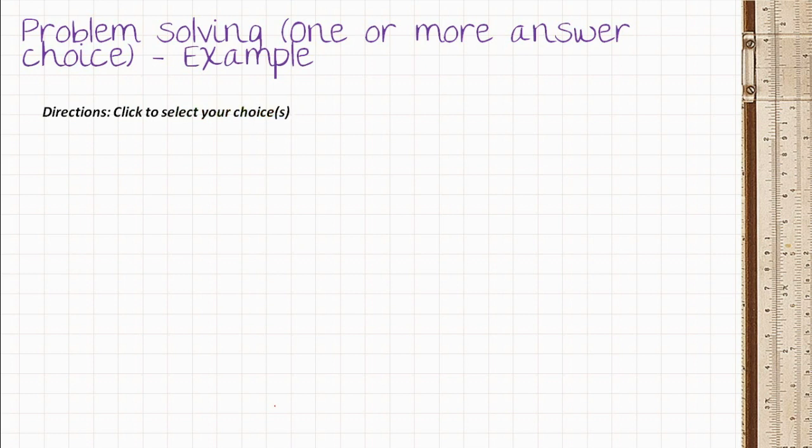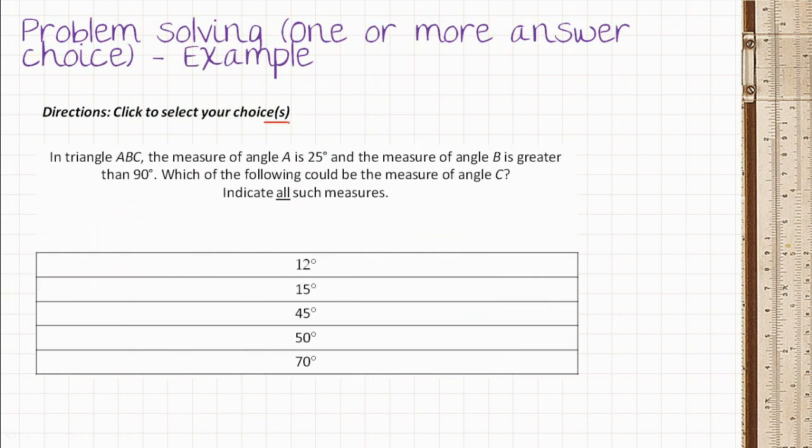The direction is to click to select your choices. We have this here because there can be more than one answer choice that is correct. Let's look at the example. In triangle ABC, the measure of angle A is 25 degrees and the measure of angle B is greater than 90 degrees. Which of the following could be the measure of angle C? Indicate all such measures. This means they have to select all the answers which can be correct, and yes, there can be more than one answer.